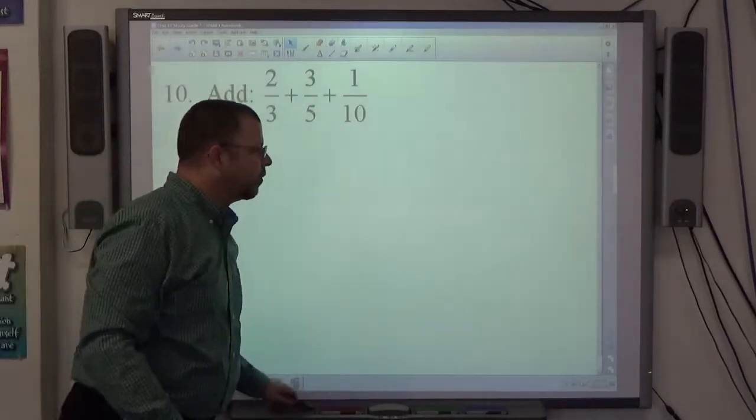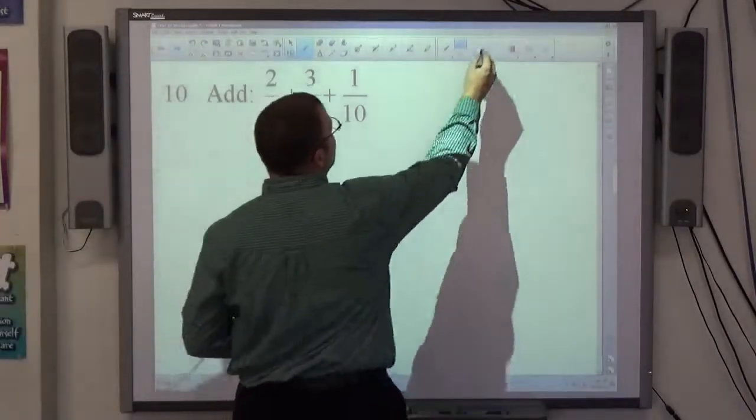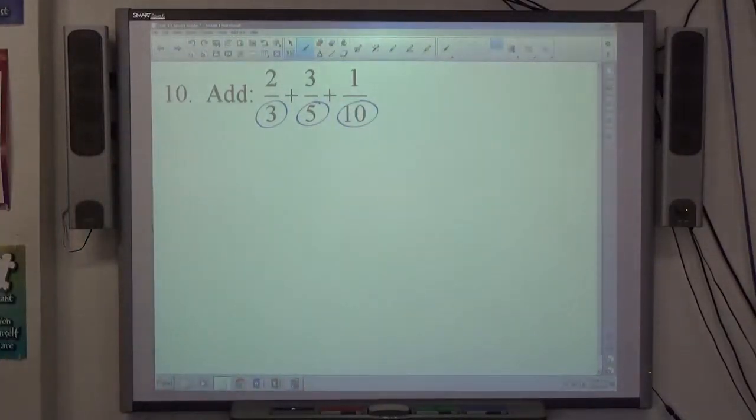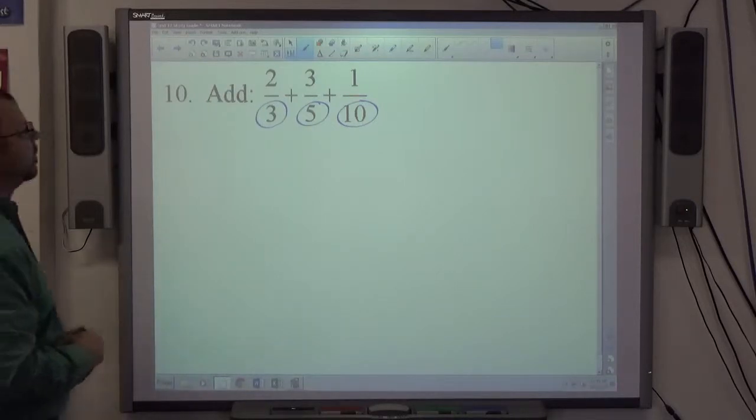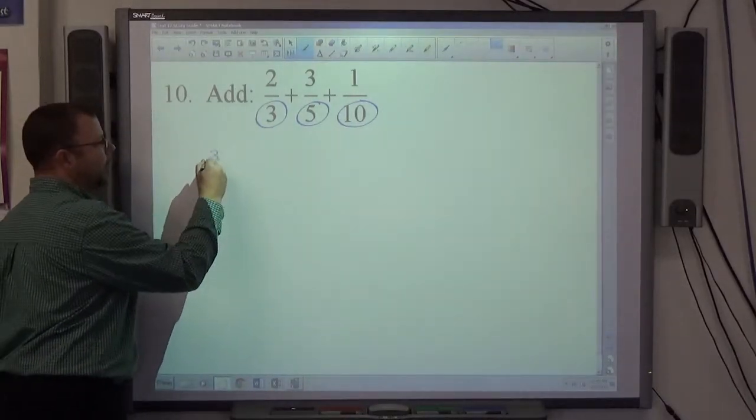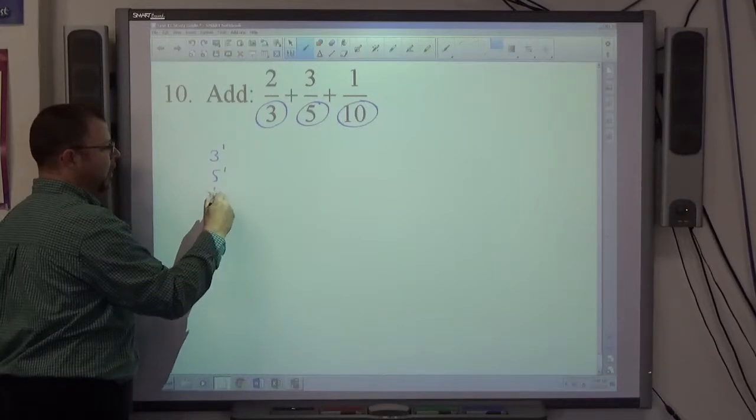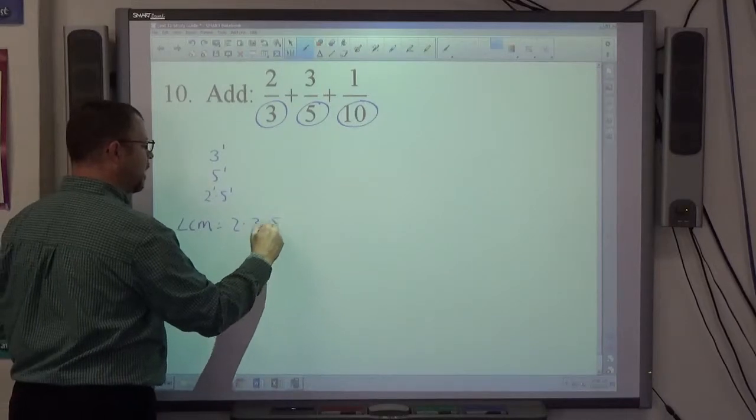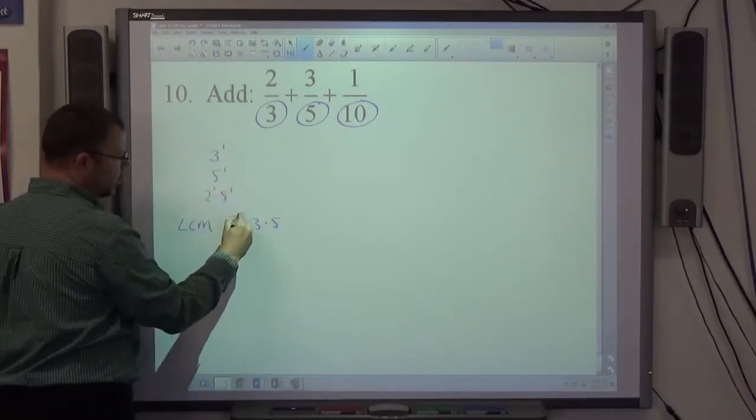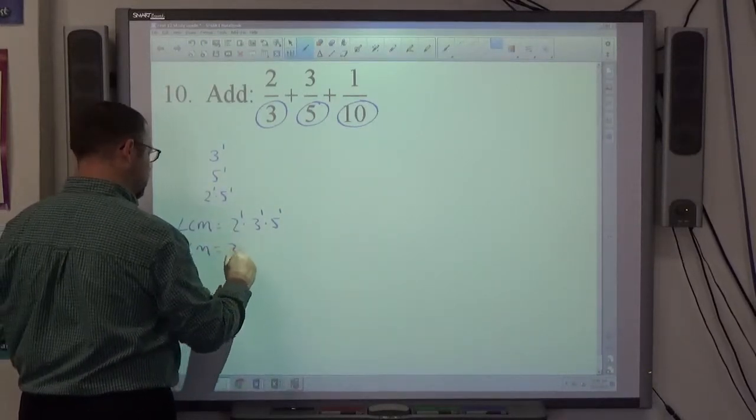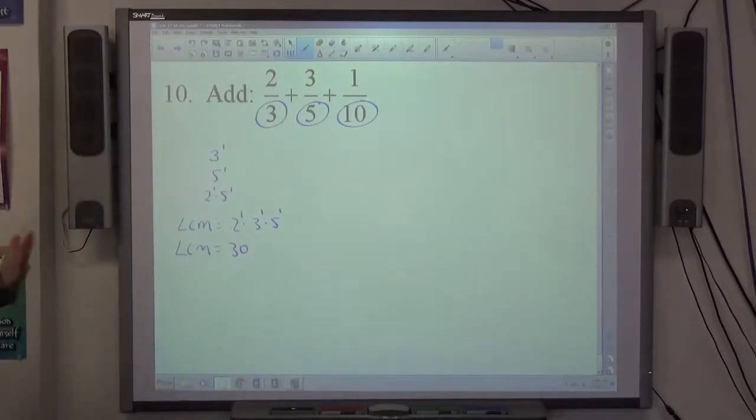Number 10, add. We're adding fractions. We can't add fractions without a common denominator. Looking at the denominators of 3, 5, and 10, I'm seeing 30. 30 is the least common denominator. So if I want to find the least common denominator, it's just a matter of doing the factoring again. So we got 3 to the first, we got 5 to the first, we got 2 to the first times 5 to the first. Least common multiple is 2 times 3 times 5. First, first, and first. And 5 happens multiple times, but 1 is the highest power. So the least common multiple of the denominators is 30, so the least common denominator is 30.